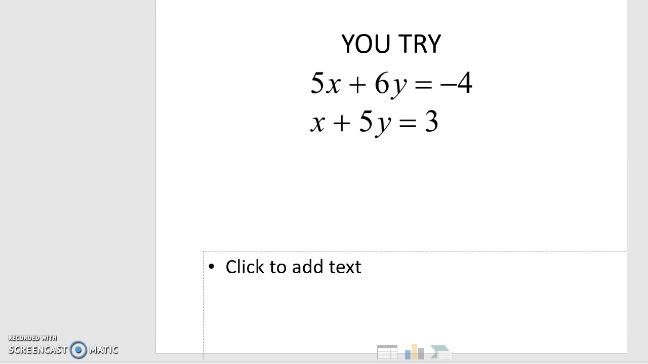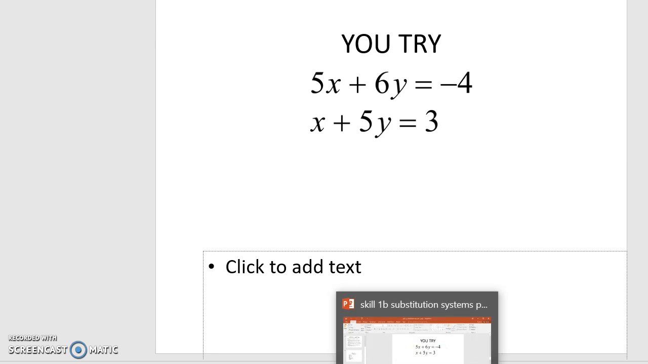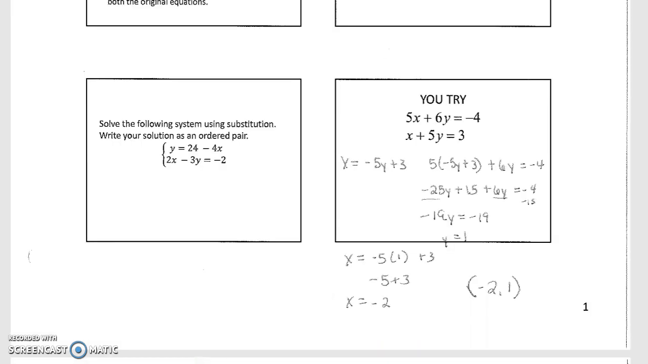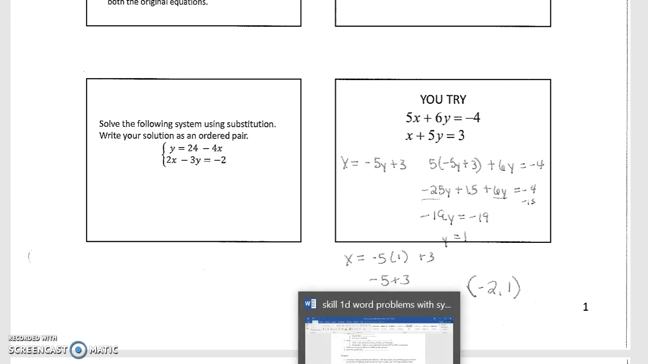Okay, so hopefully you guys have had enough time to work and get an answer. Let me go ahead and show you the solution. Answer should be -2, 1. -2, 1 should be the solution to that system. Go ahead and go back and find your notes. Let's get back there and see if we can keep going with solving systems.